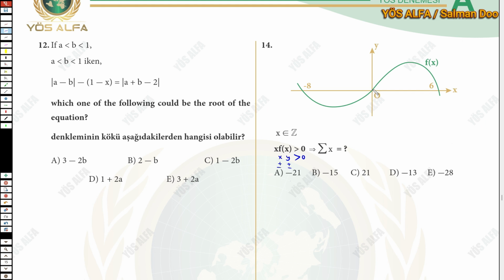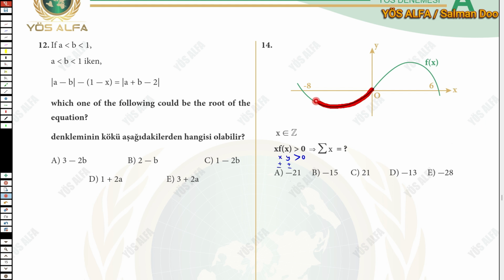So let's check the graph. Let's start with the x positive region. Starting from here up until here, our x is positive. For every x value, we have positive y values. So we have both x and y positive in this region. So this is okay. From 0 to 6 is okay.